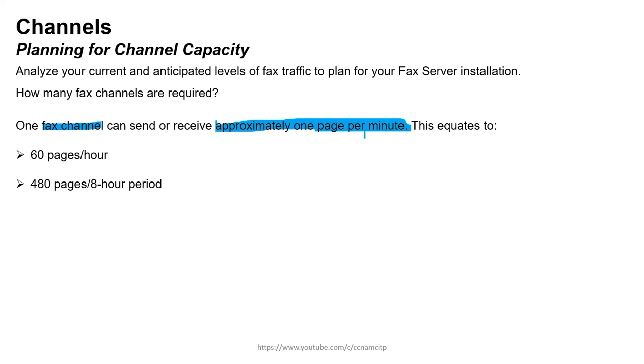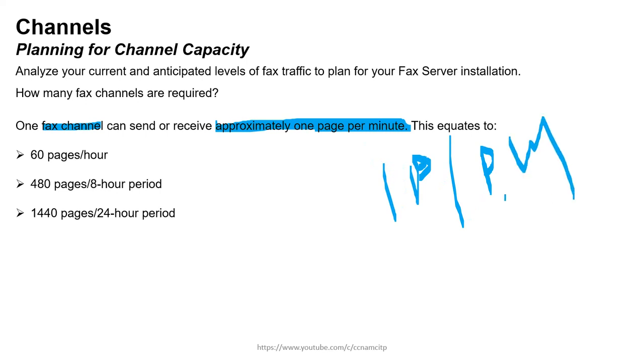Very simple. Now the third one: 1440 pages in a 24-hour period. So this is the basic capacity, as one fax channel can send and receive approximately one page per minute. We are calculating as per one page per minute. Let me give you a little more info about it. An easy formula for the number of required channels, there is a formula.